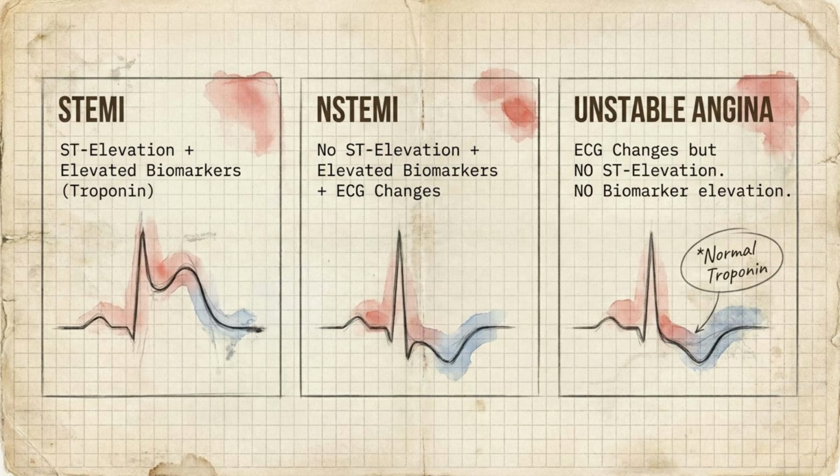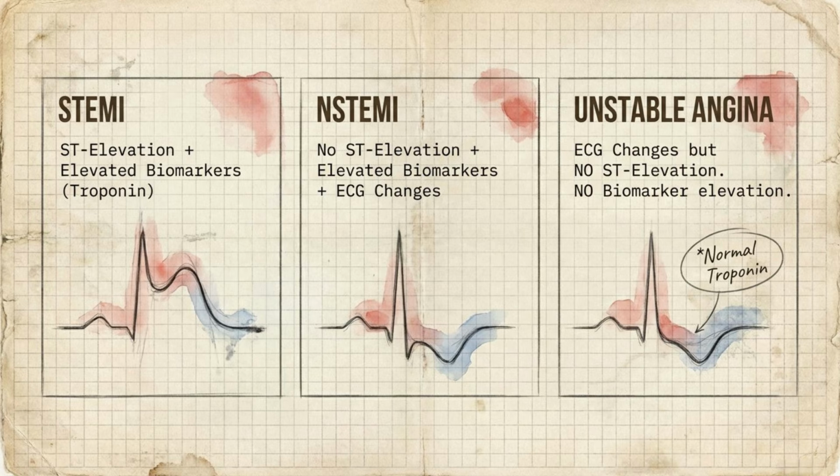Then NSTEMI, non-ST elevation. Exactly. In NSTEMI, the artery isn't totally blocked. It's severely narrowed. Maybe a clot is forming and breaking up. So you do not see that ST elevation. But, and this is crucial, the troponin is high. The muscle is still being damaged. So no elevation, but still damage, which leaves the last one, unstable angina.